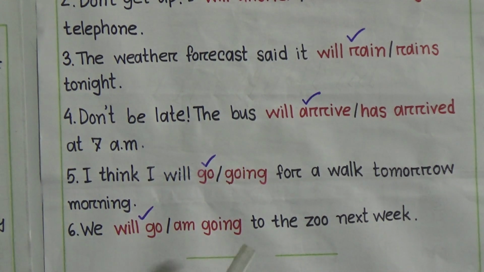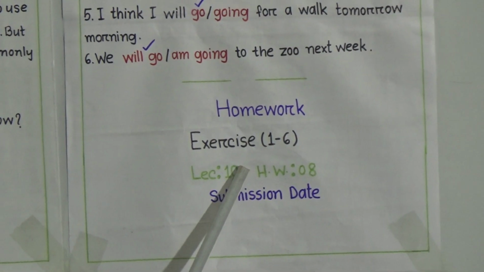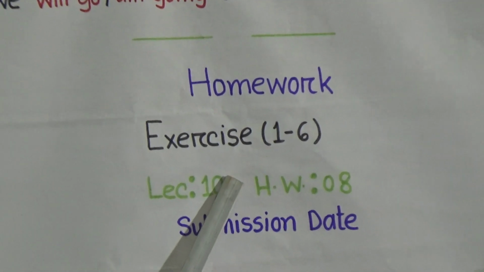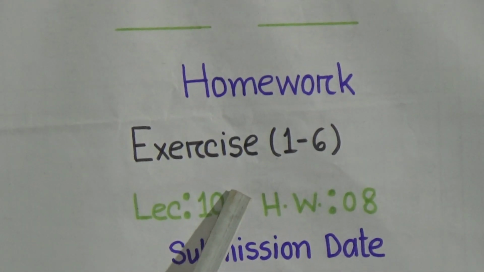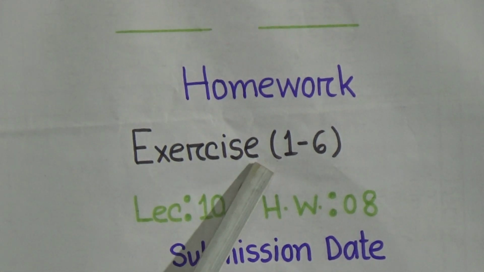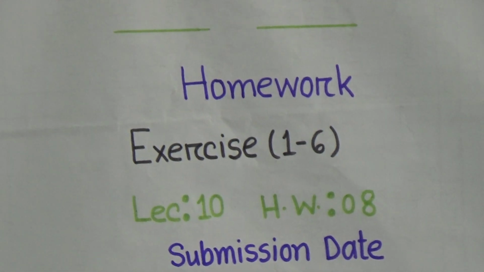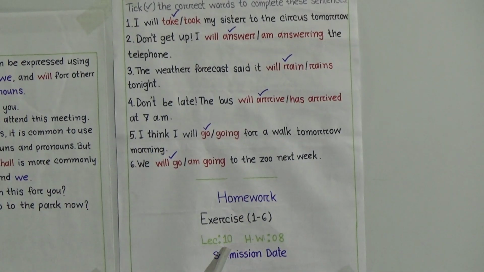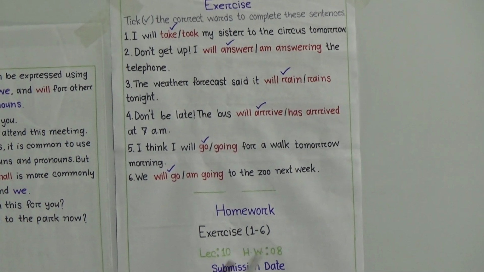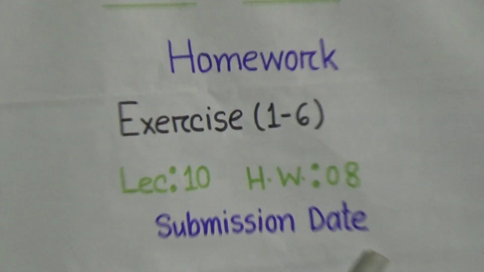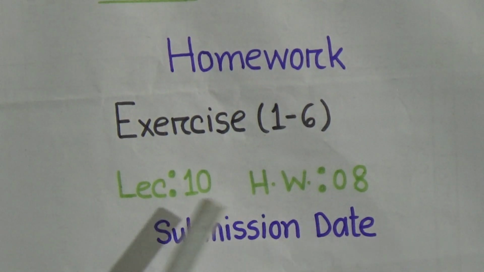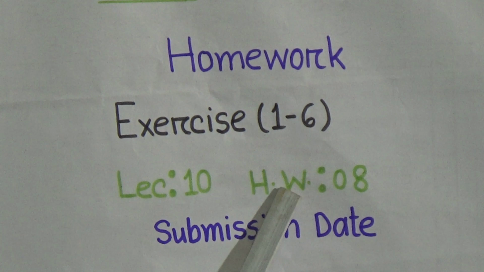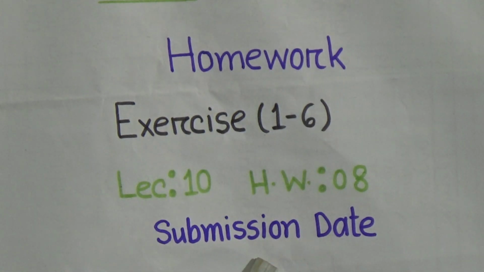Students, I have given your homework. Your homework will be exercise 1 to 6. I'm repeating, your homework will be exercise 1 to 6. And don't forget to write the lecture number and homework number with the submission date. I'm repeating, don't forget to write the lecture number and homework number with the submission date at the top corner of your copy.